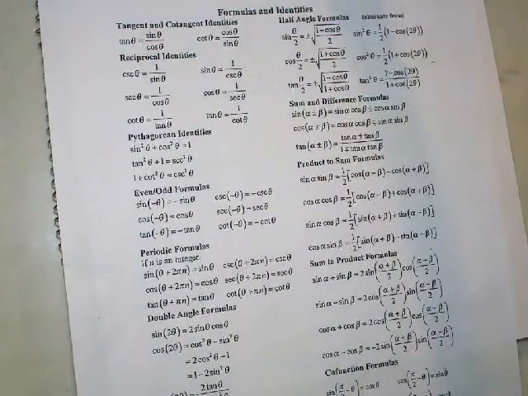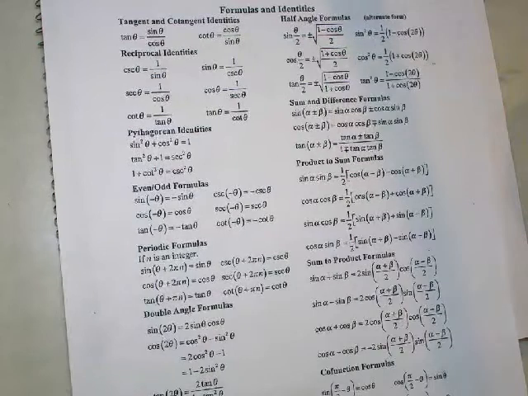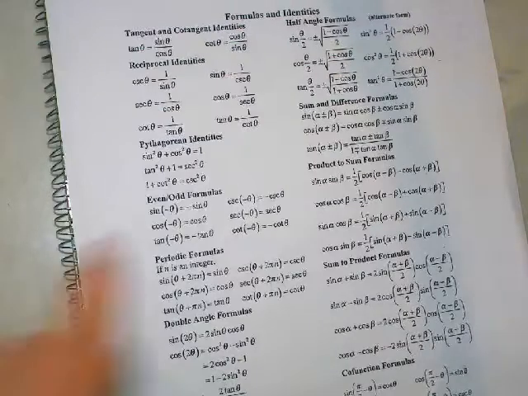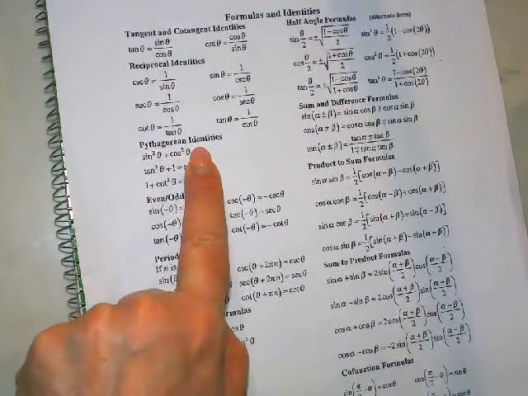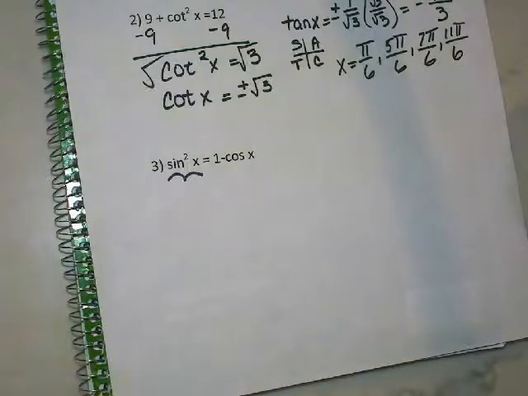You should have it. I gave it to you last time we were together. If not, again, send me a message and I will send you another one. Okay, I'll put in files someplace. All right, what we're looking at is the Pythagorean identities.